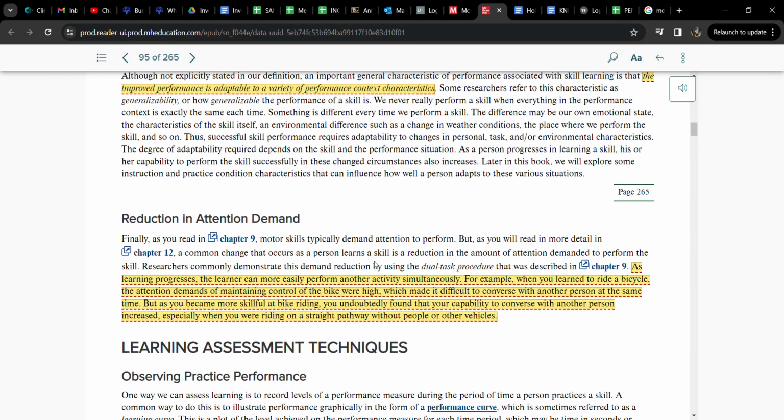And then the final thing is reduction in attention demand. So we've talked about this a little bit in the past. This kind of implies some mastery, right? Like as you improve, as you become an expert at that particular skill, you don't need to spend as much brain energy or as much muscle energy on a particular skill. So you would see potentially less EMG activity. You would see less brain activity as you become more automatic at doing this skill. So that kind of goes back into, I believe, some of those Unit 2 concepts we talked about.